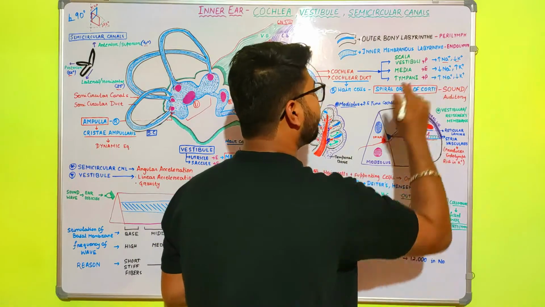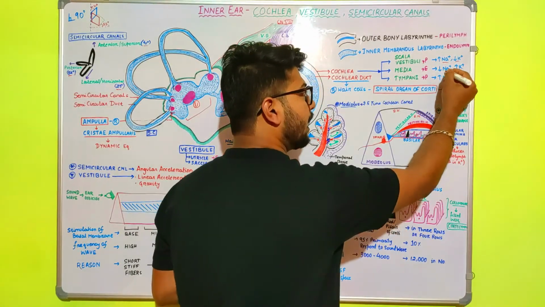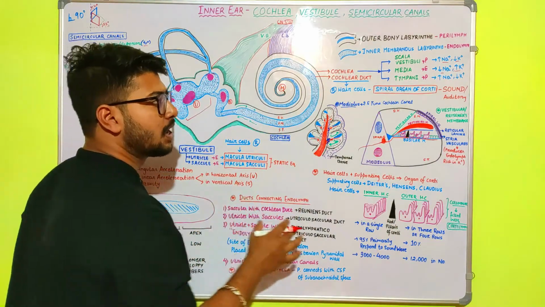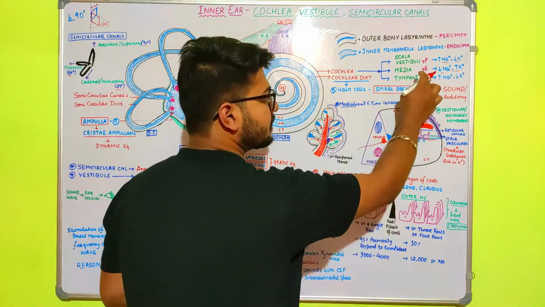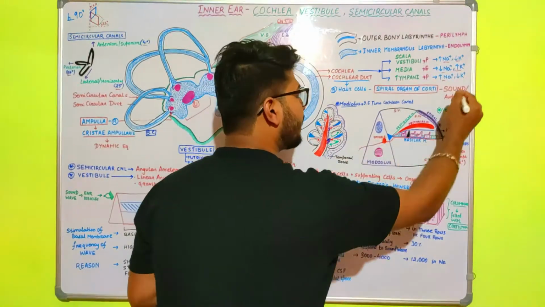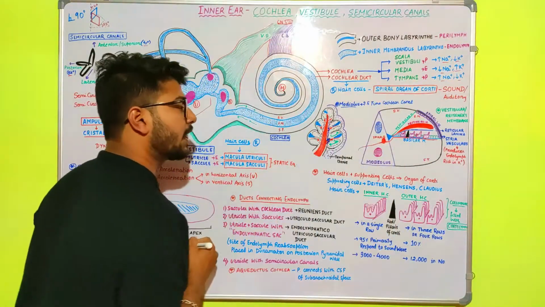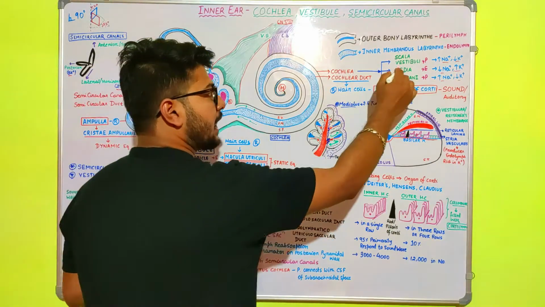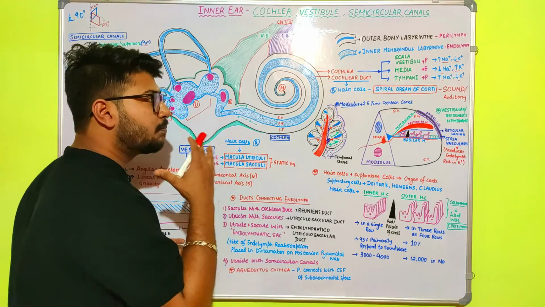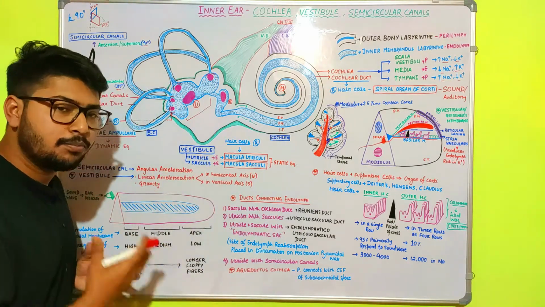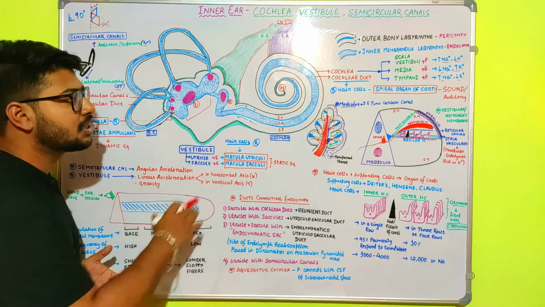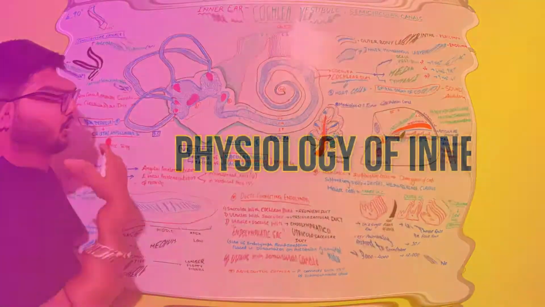the scala media has the endolymph, and endolymph is rich in potassium and has a lower concentration of sodium ions. Similarly, the scala tympani is filled with perilymph, and it has a high concentration of sodium and a lower concentration of potassium ions. So the scala media has the endolymph that is rich in potassium. The potassium ion helps in depolarization of the sensory receptors that are present in these structures.